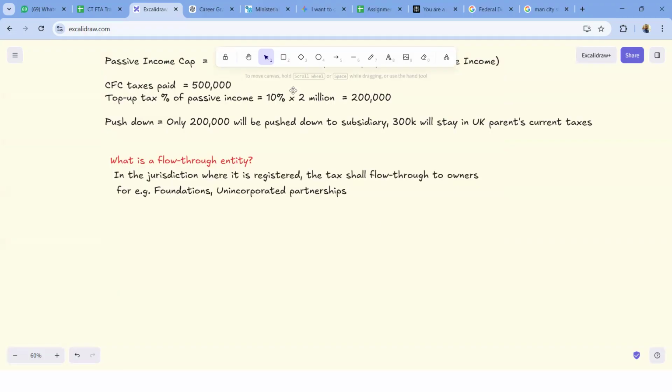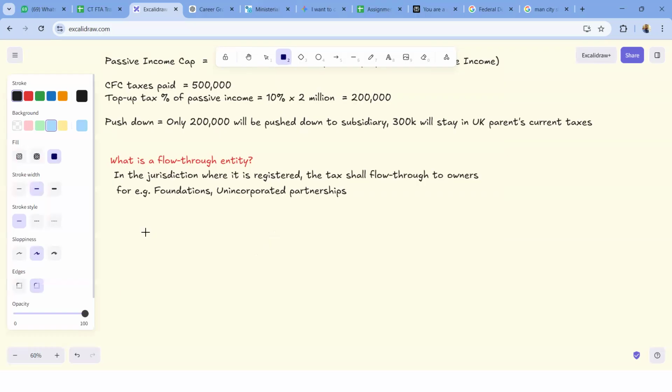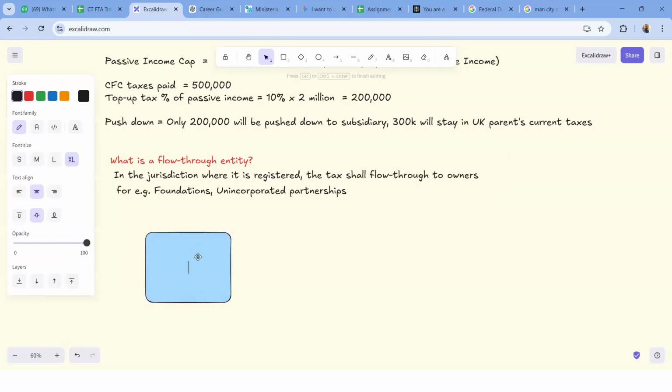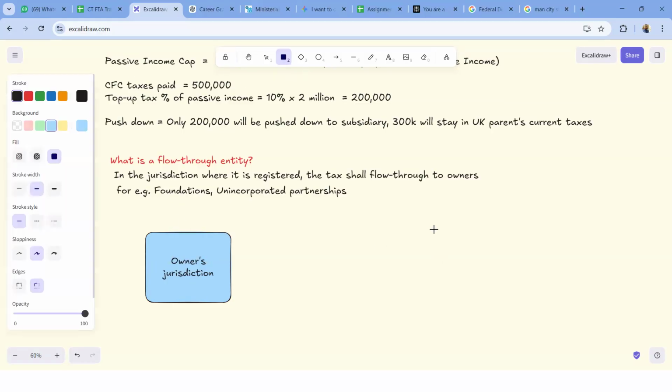So there could be multiple things which could happen. Let's say this is the flow through entity. This is the owner's jurisdiction. And it could be perceived differently by both the jurisdictions, so its own jurisdiction.